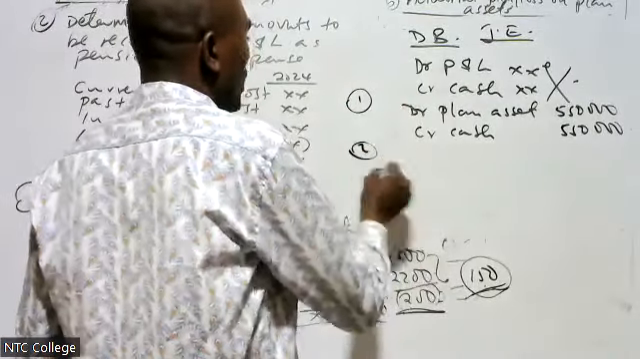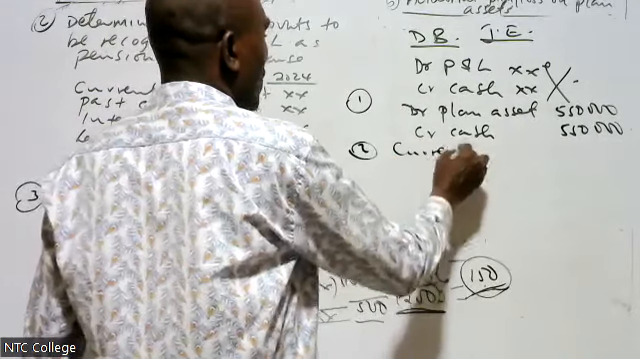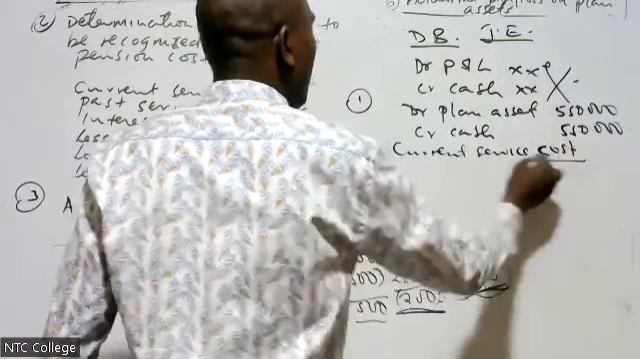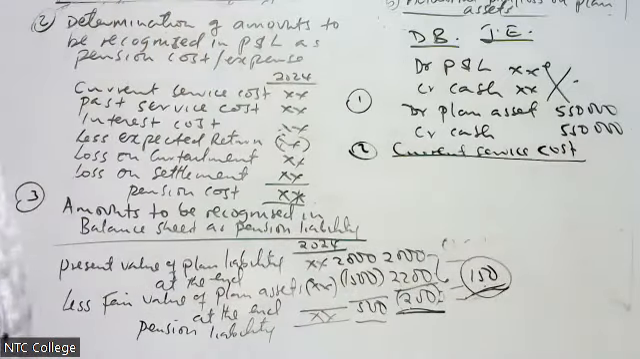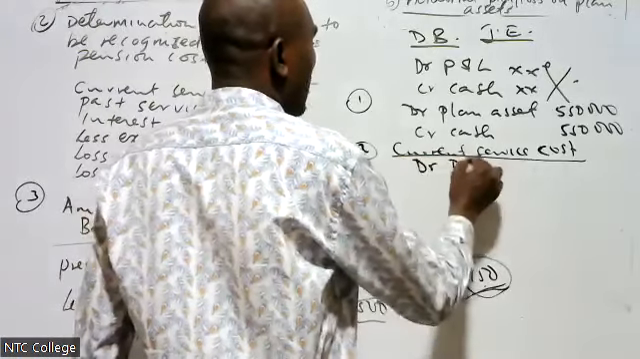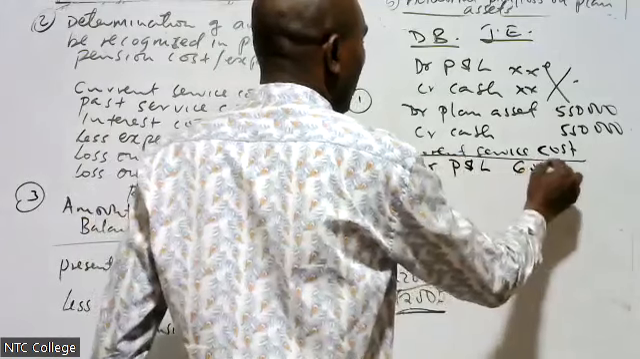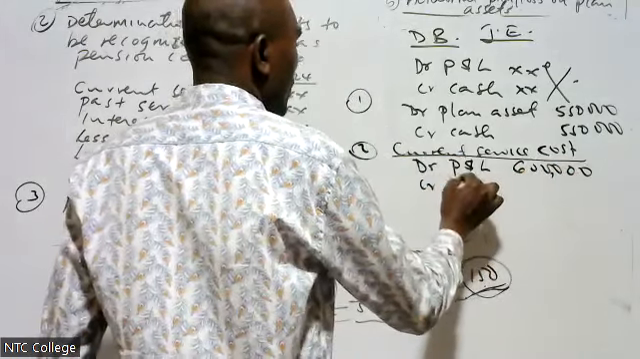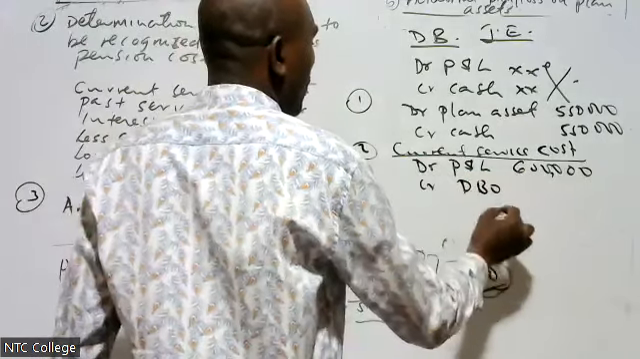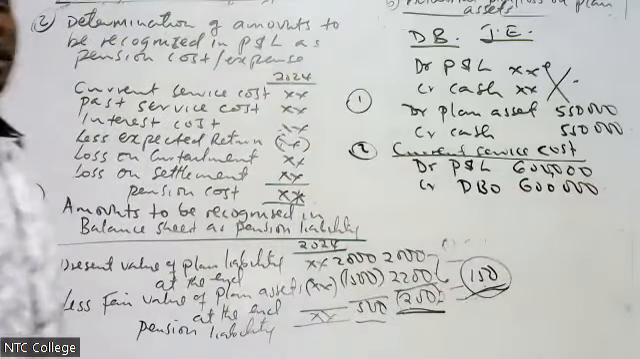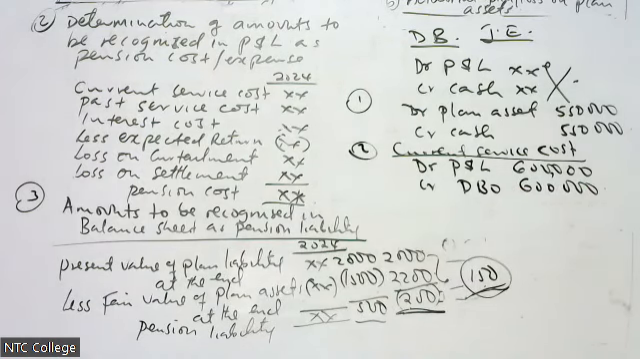What about journal entry number 2, current service cost? If I have current service cost, what is my journal entry? We said you debit P&L with 600,000 and you credit DBO, defined benefit obligation, with 600. That's the journal entry. The examiner said you can use journal entries in any case.